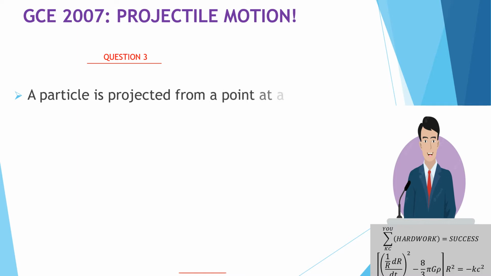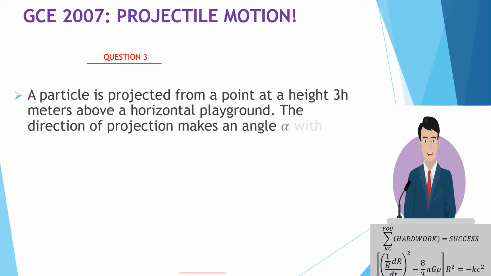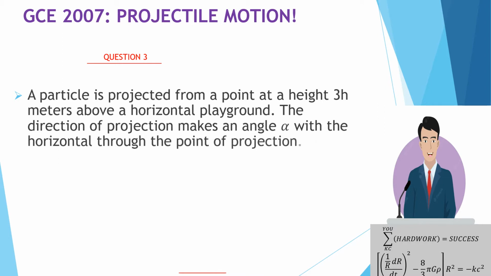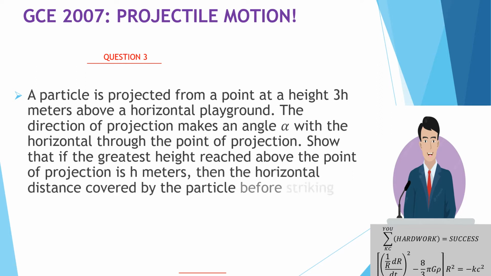A particle is projected from a point at a height 3h meters above a horizontal playground. The direction of projection makes an angle alpha with the horizontal to the point of projection. Show that if the greatest height reached above the point of projection is h meters, then the horizontal distance covered by the particle before striking the plane is 6h cot alpha meters.